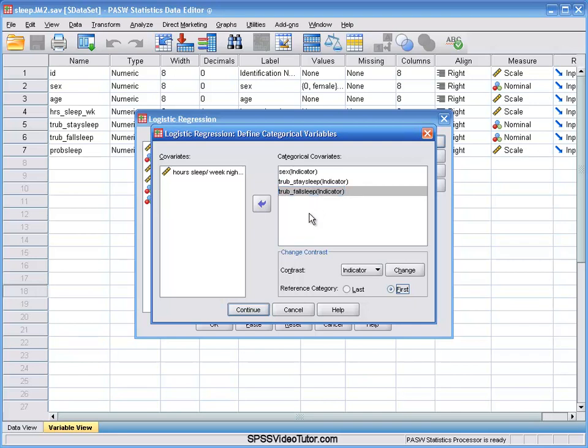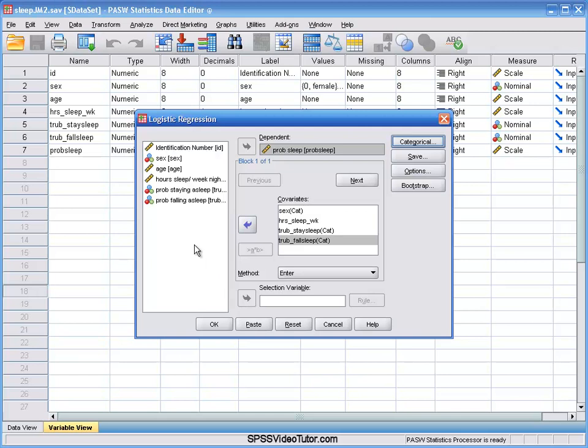What this means is this: our reference comparison is going to be the first category. So for gender, it's going to be females. So we're going to highlight that and click change. For trouble sleeping, the first category is 0, obviously, and that's no trouble sleeping. So we're going to click change. And then trouble falling asleep, again, we click change. And we should have first after all of our variables. Next, we go to continue.